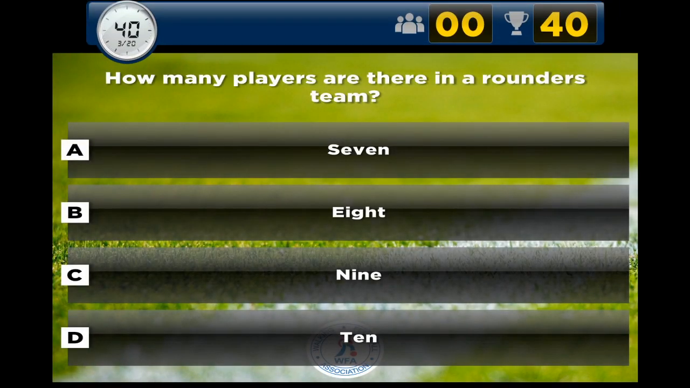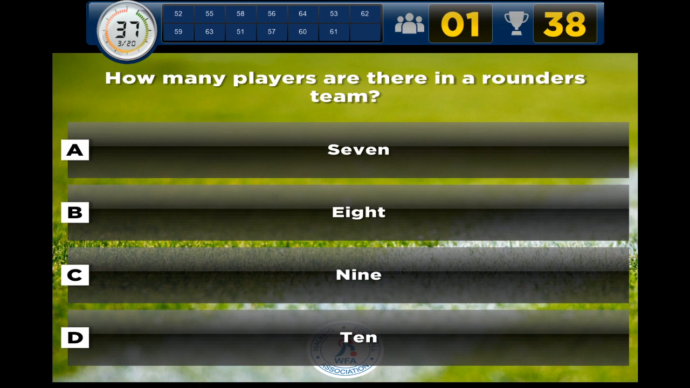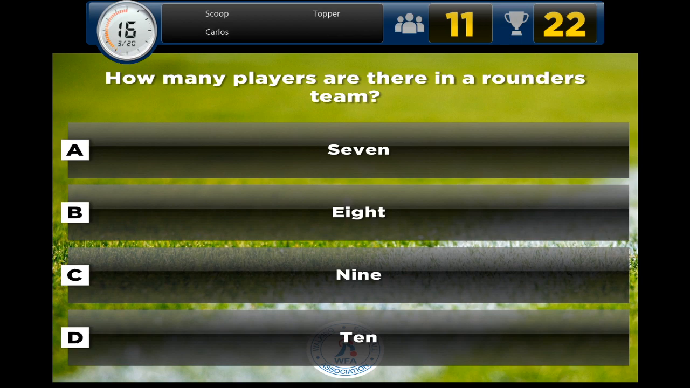So how many players are there in a rounders team? Is it 7, 8, 9 or 10? The amount of players in a rounders team, we're looking for 7, 8, 9 or 10. Answer as quickly as you can. 10 seconds remain.